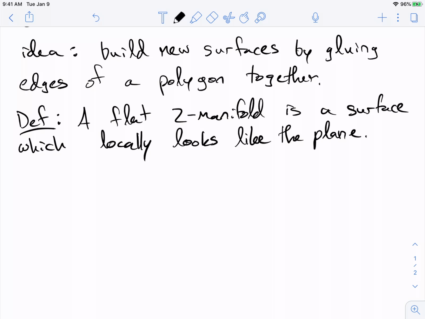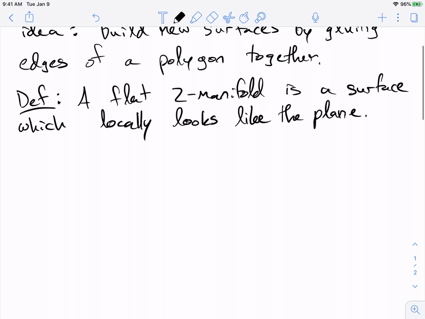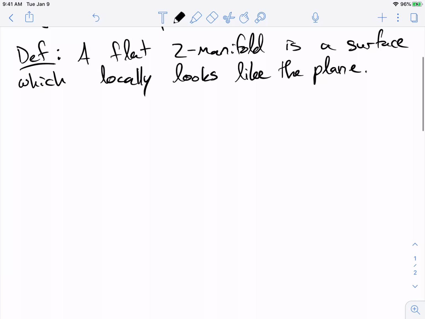Now, as I move around, it may turn out that it's not the plane. For instance, a cylinder is an example of something that locally looks like the plane but isn't the plane. But at least in a small region, it always looks exactly like the plane. And the main example that we've been looking at is what's called the torus, which I've just been denoting by T.